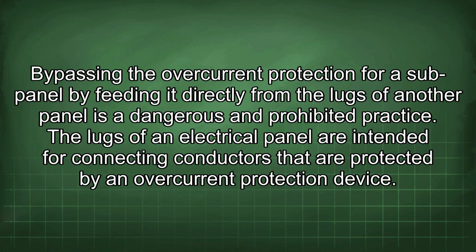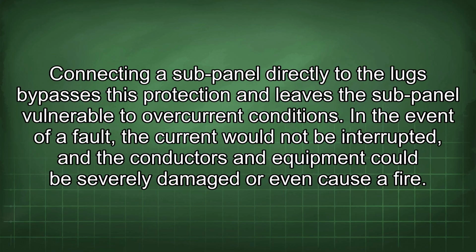Bypassing the overcurrent protection for a sub-panel by feeding it directly from the lugs of another panel is a dangerous and prohibited practice. The lugs of an electrical panel are intended for connecting conductors that are protected by an overcurrent protection device. Connecting a sub-panel directly to the lugs bypasses this protection and leaves the sub-panel vulnerable to overcurrent conditions. In the event of a fault, the current would not be interrupted, and the conductors and equipment could be severely damaged or even cause a fire.